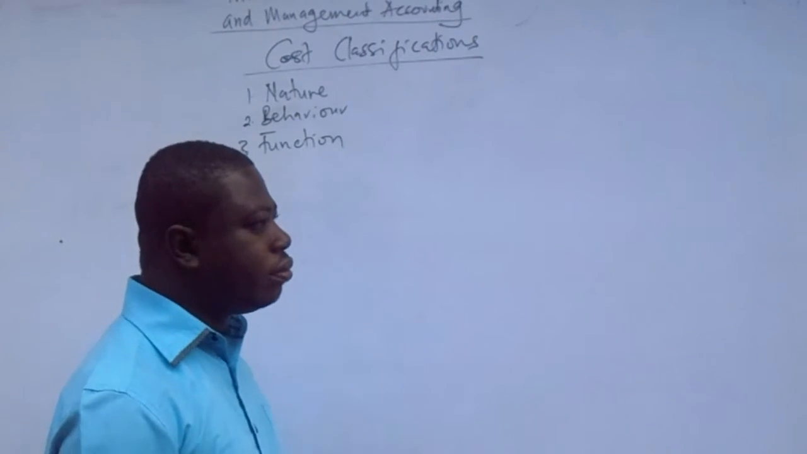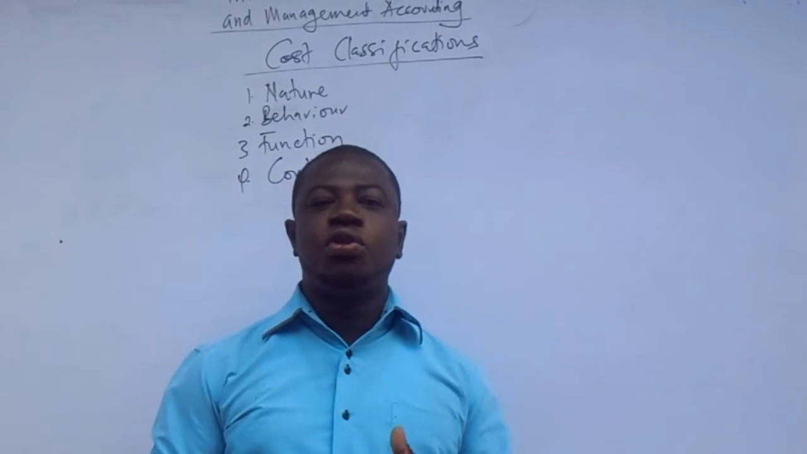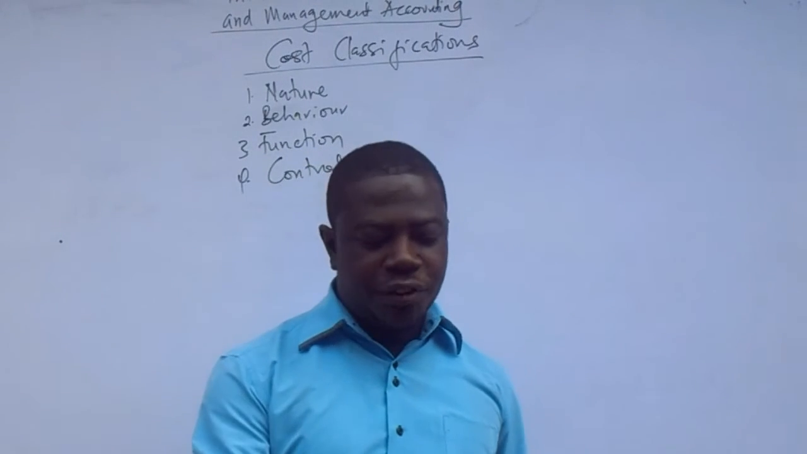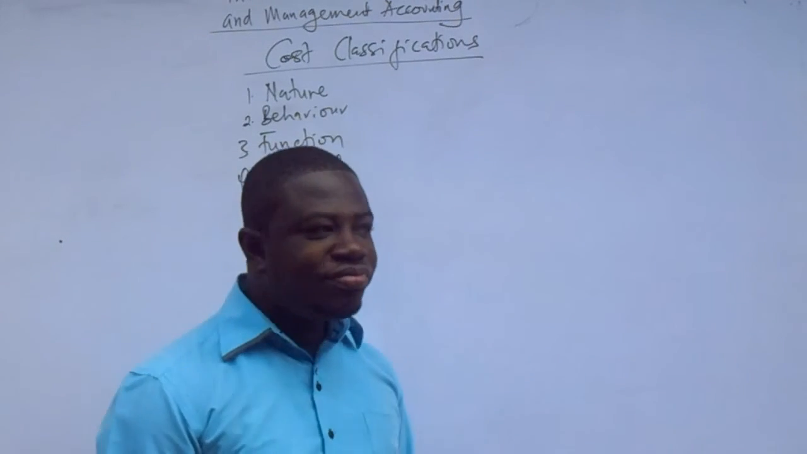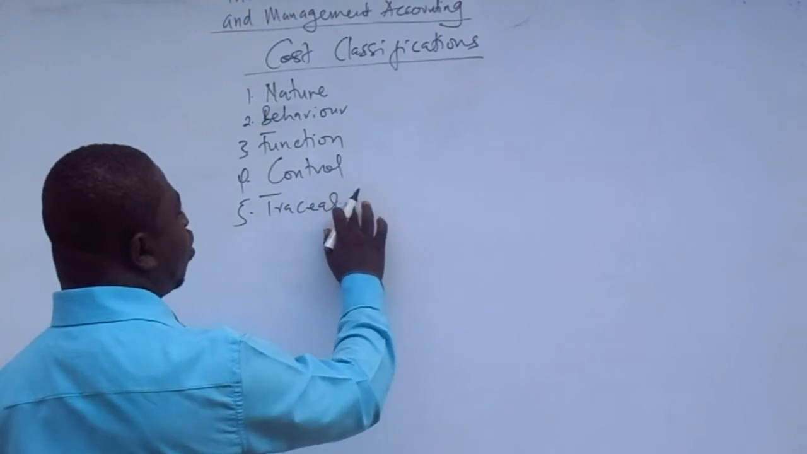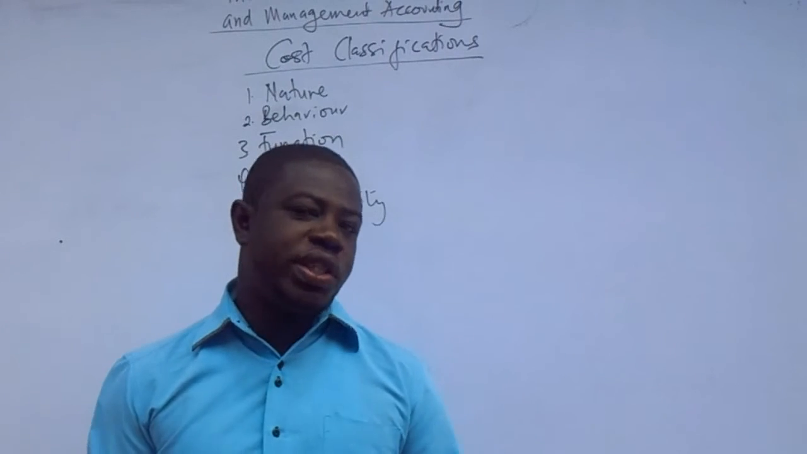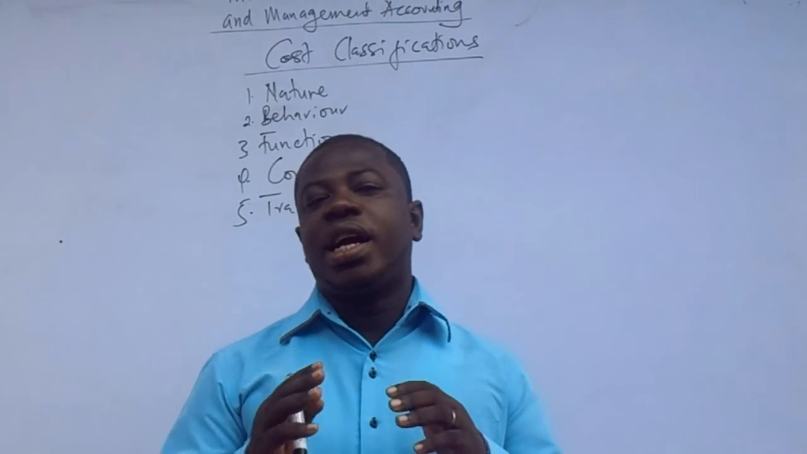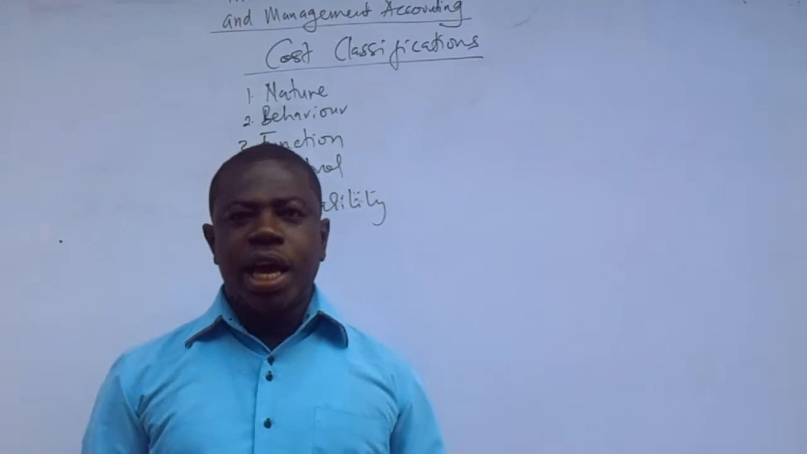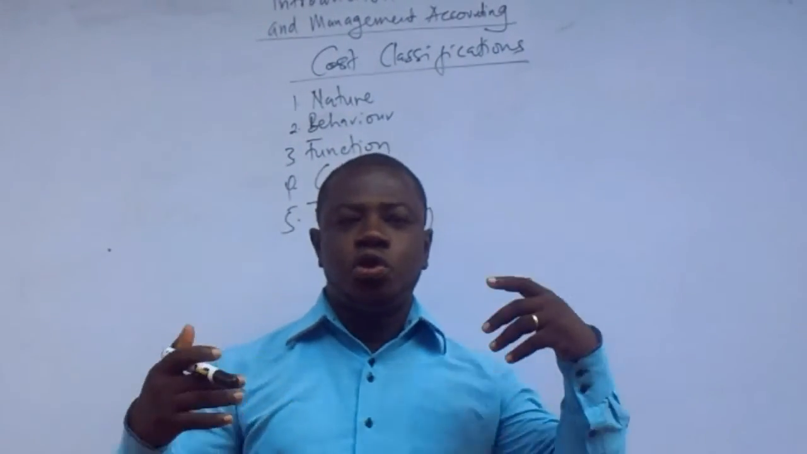All right. And then we can also classify cost according to control. Here we are looking at controllable cost and non-controllable cost. And then maybe I'll say finally, not the least, we can classify cost according to traceability. Traceability is when we can trace cost to cost centers or cost units. And when we are classifying cost according to traceability, we will look at cost as either direct cost or indirect cost. And so the concept of cost is such that we can look at cost from so many angles, and then we can classify cost under so many headings.